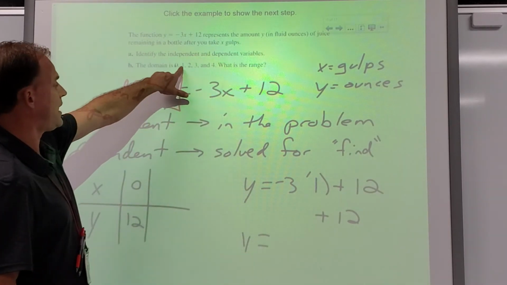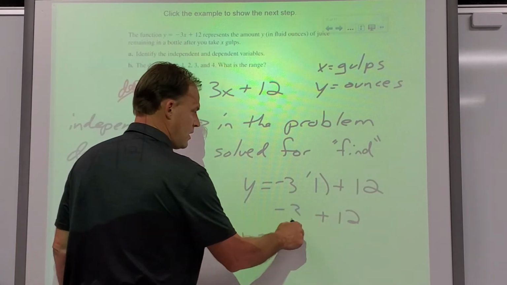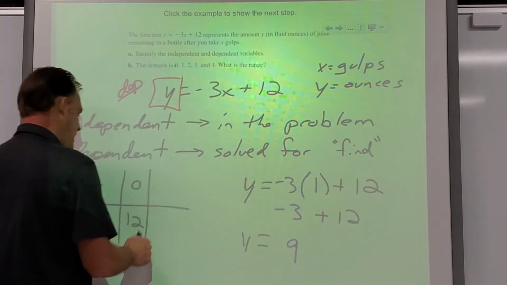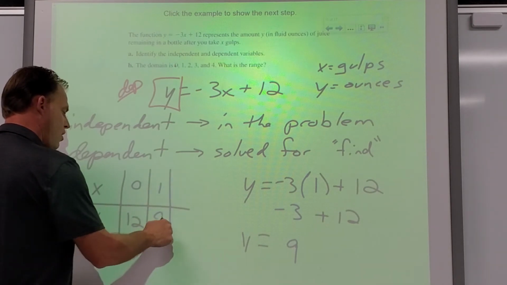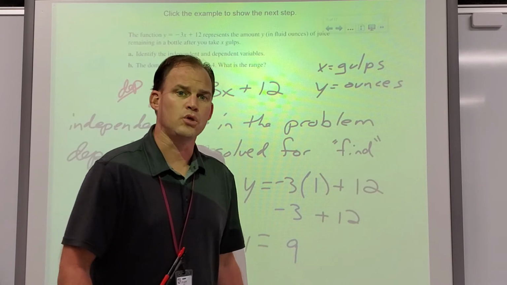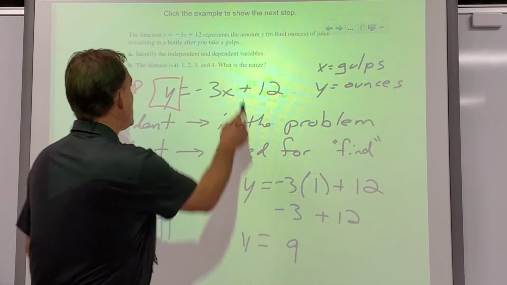Next number in the domain is 1. Negative 3 times 1 is negative 3. Negative 3 plus 12 is 9. If I take 1 gulp, there are 9 ounces left in the drink. Do it again.